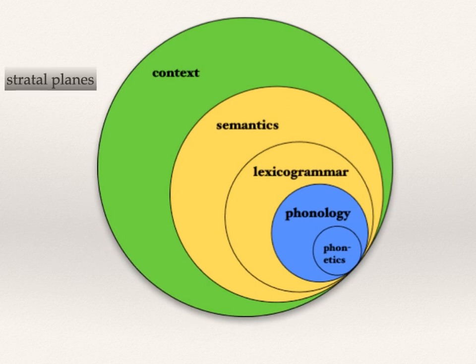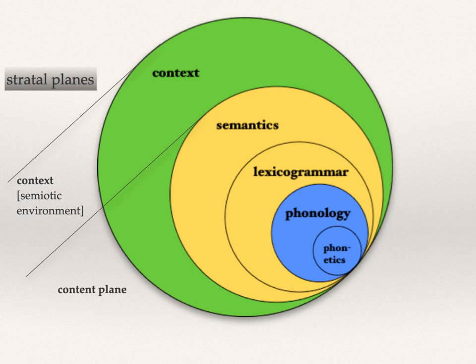So we talked about the stratal planes. Context, the semiotic environment of language. Semantics and lexicogrammar, the content plane. And phonology and phonetics, the expression plane. And in written language, this will be graphology and graphetics. Now, each level or stratum has the largest unit, the most extensive unit of patterning. But they differ from one stratum or one level to another.